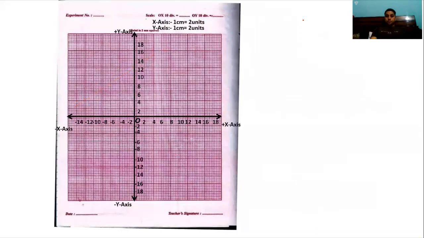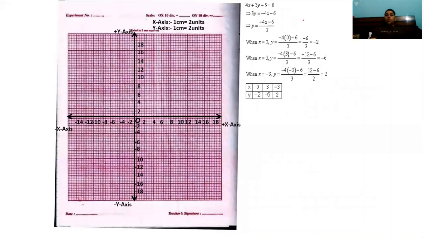Then now we have another equation, 4x + 3y + 6 = 0. Now we have changed the scale factor. Scale factor can also be changed. It depends upon the question, that whenever we have a larger value of x and y, in that case we have to change the scale factor so that the required number can be represented on the graph paper. So in this particular question, we have to find the value of x and y.